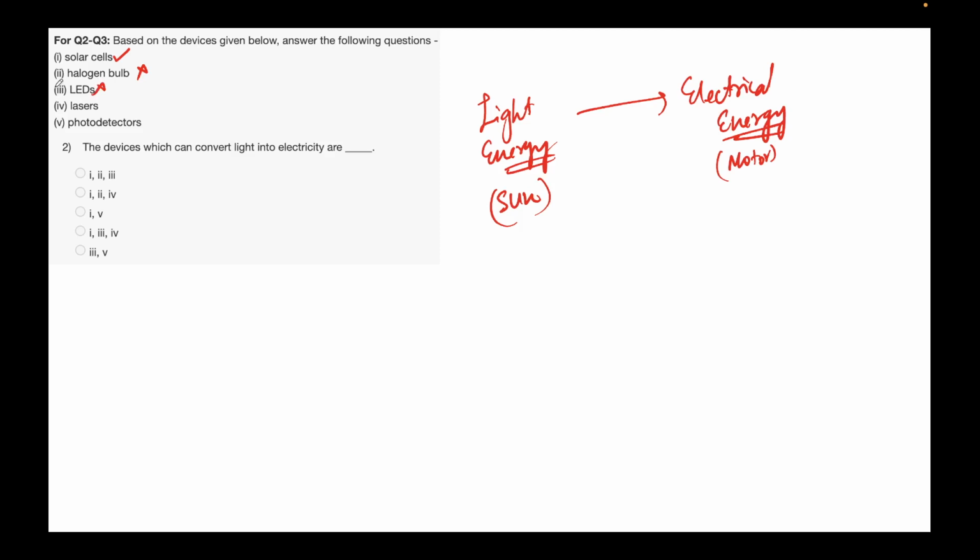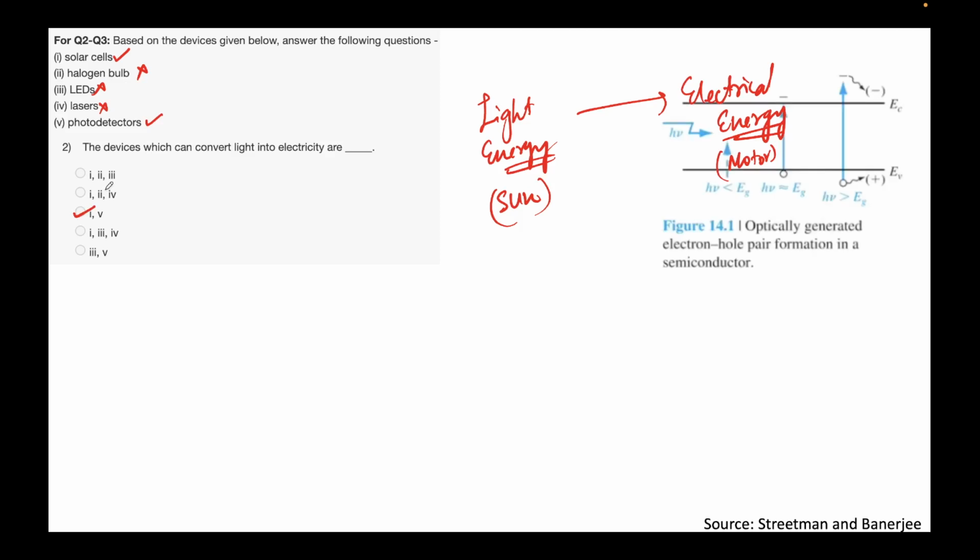Lasers, again, you must have seen them. For instance, there are some light and music shows for entertainment purposes, and while giving presentations, people use those laser pointers. So for lasers, again, light is the output, so this is also not correct. Photodetectors, as the name suggests, they detect the photon, so the input is light, and you have to trust me on that, the output is electrical energy. We'll talk about them in today's session. So the devices that convert light to electricity are solar cells and photodetectors. So 1 and 5.